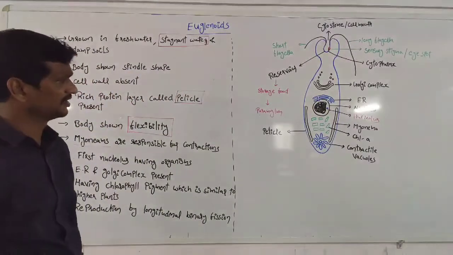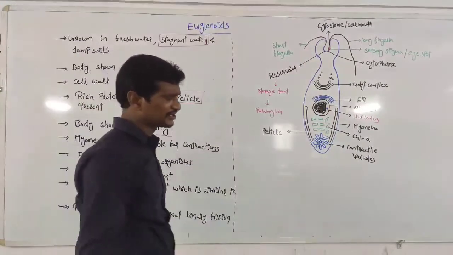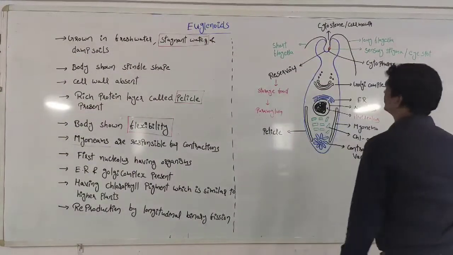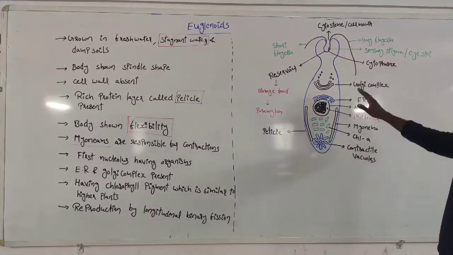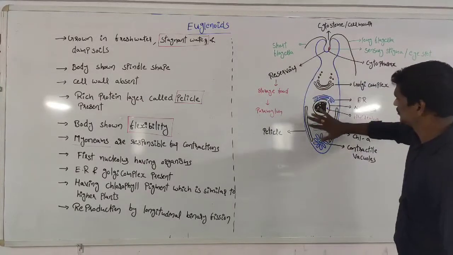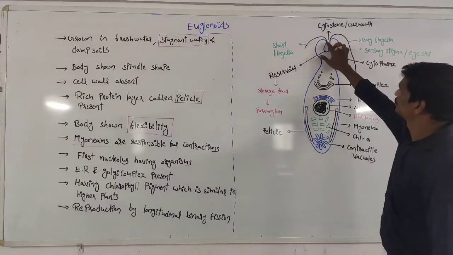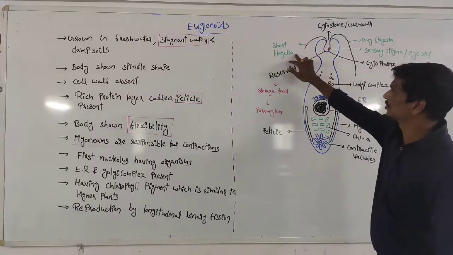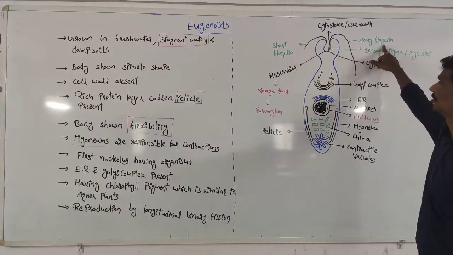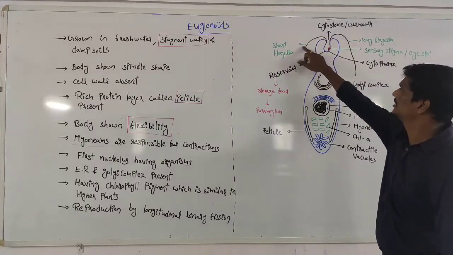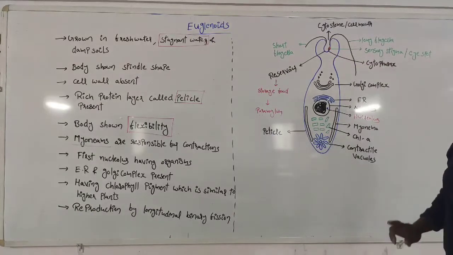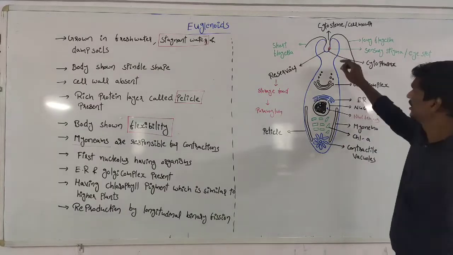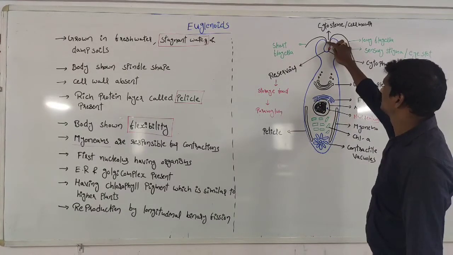Now I would like to discuss the major parts of the Euglena. This is one Euglenoid structure. Two flagella are present, one short flagellum and one long flagellum. The flagella are unequal.